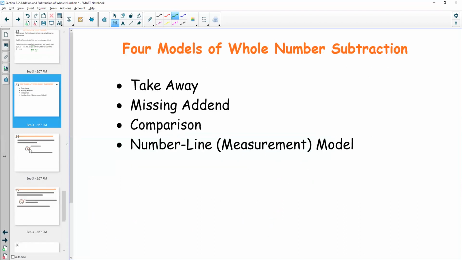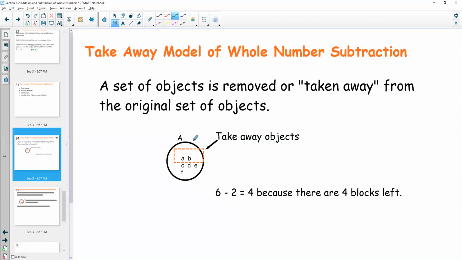So there are 4 models for whole number subtraction. They very much compare to what we were just doing. So we have a set of objects in a set. We can take some away. It's a very common way to start talking about subtraction with kids. You have 5 brownies, you give 2 to a friend, how many are left? Or I had 6 toys, my sister took 2 of them, how many are left? Okay, you take things out of the set.